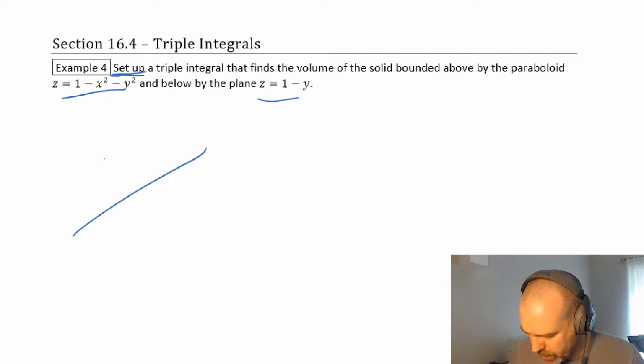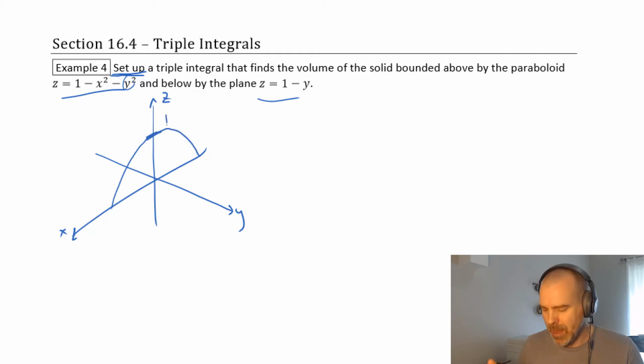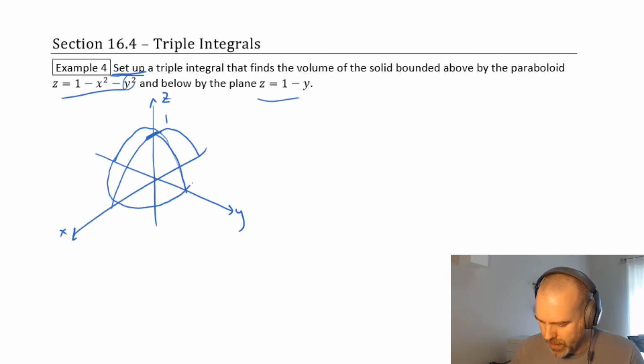So let's draw our coordinate axes here. We have z, x, y. And then z equals 1 minus x squared minus y squared isn't that bad. If you look at traces, if y is 0, z is 1 minus x squared, and so that's a parabola open downward, crossing up here at 1. And same thing, if x is 0, then you have a parabola open downward. And if z is 0, you have x squared plus y squared equals 1. And so you have this paraboloid.